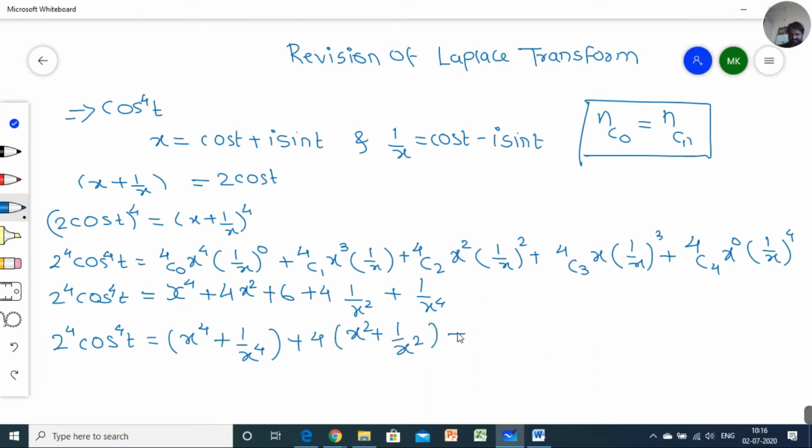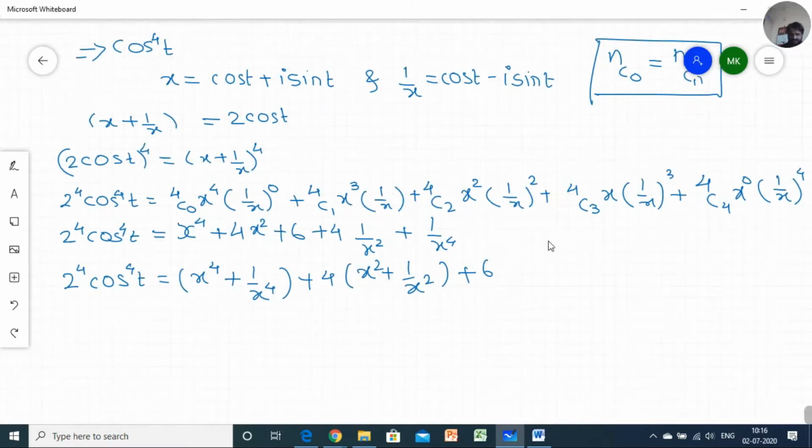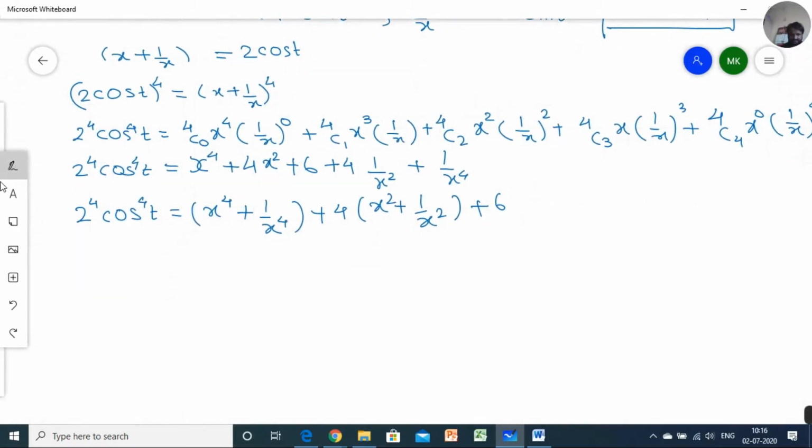Last one is a 6 only. So you just have to see that for x plus 1, when the power is 1, the multiple is also 1, and the power is 4, so you can apply the multiple as 4. So we can simplify this part very easily.